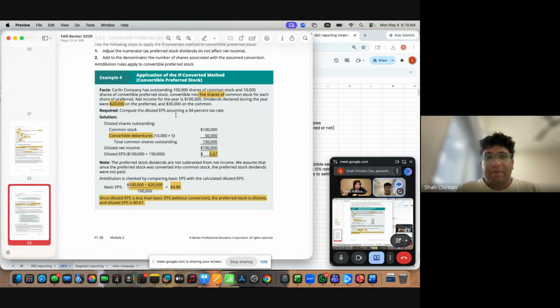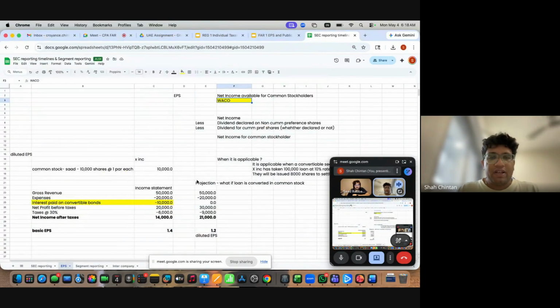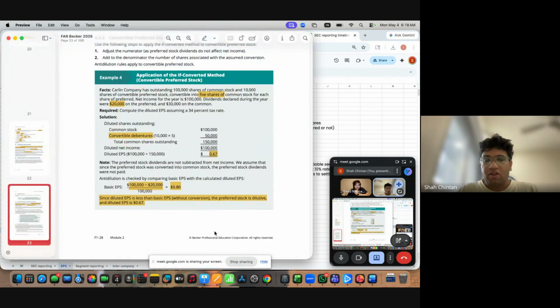Anything else in EPS? Again, you don't need to remember the method name. Just follow this particular format which we saw in Google Sheet. What is the projection and what is your new weighted average common stock in future? And you will always get your answers. You don't need to remember the methods at all.